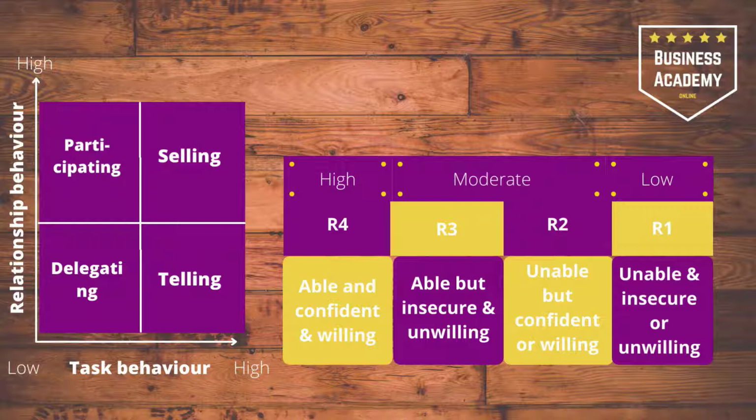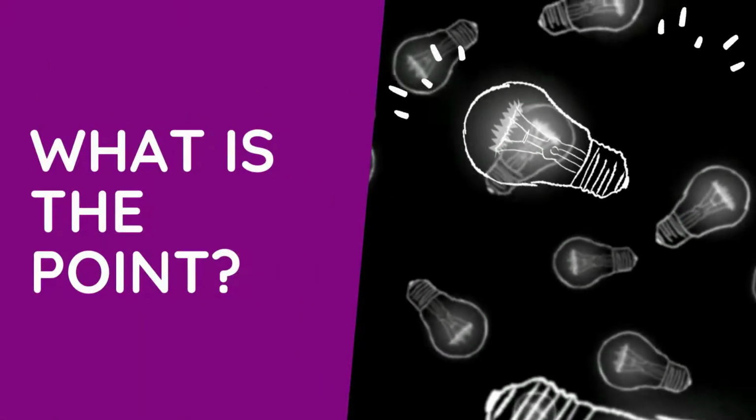R3 is able but insecure and unwilling. So they've got the skills, but they're demotivated. They're too busy looking at social media rather than doing what they need to do. And then finally, where we want our employees to be is R4. R4 is able and willing. So we can delegate to these people. We can trust these employees to do the job in the right way.